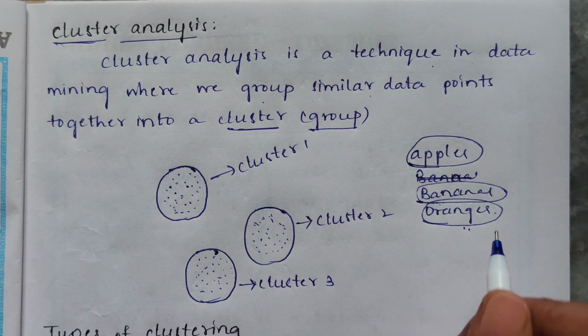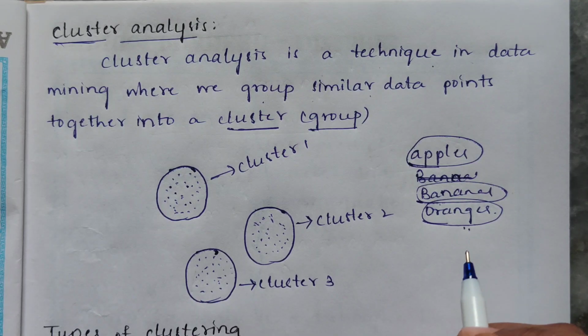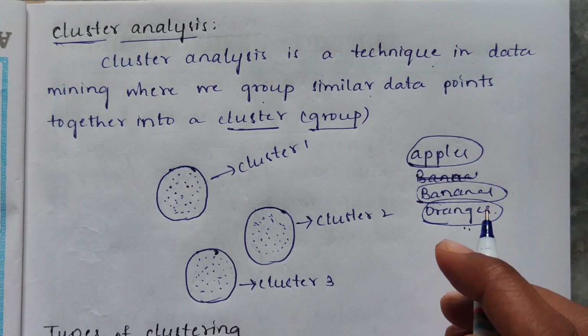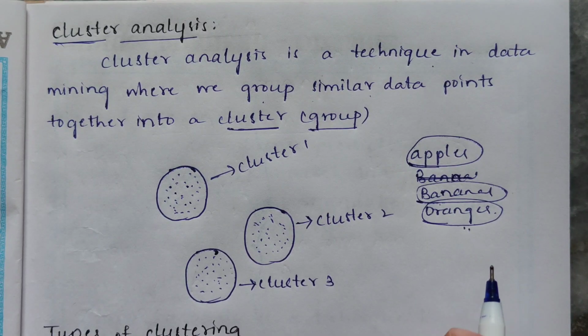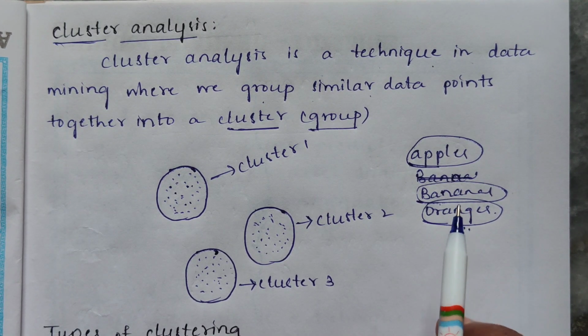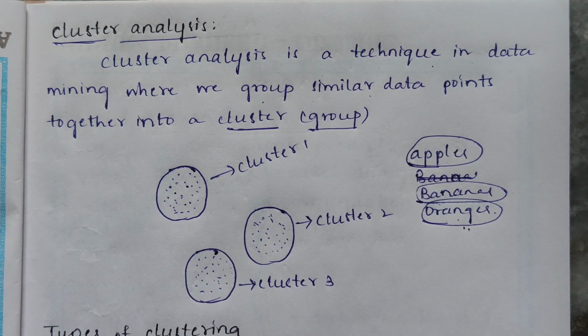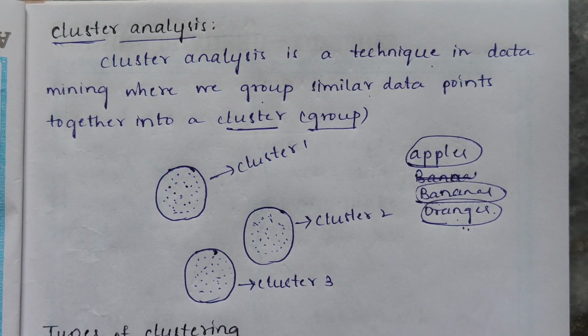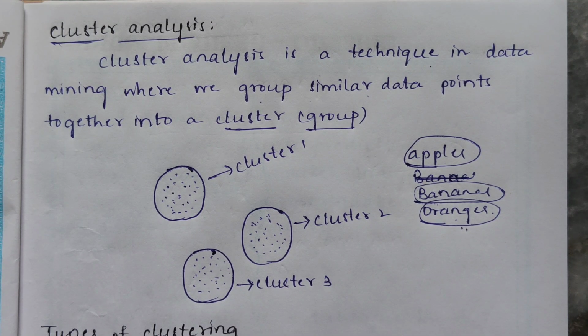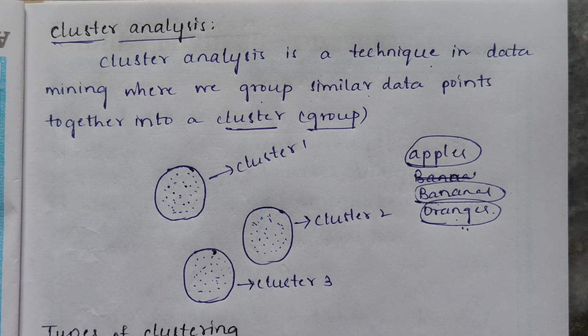Here we have formed three clusters, and the objects that are present in one cluster are very similar to each other. That means in basket 1 we have only apples, and no fruits other than apples are available in basket 1, right? Similarly in basket 2 and basket 3 we have fruits that are very similar to each other, and here basket 1 is different from basket 2, which means in basket 1 we have apples and in basket 2 we have bananas.